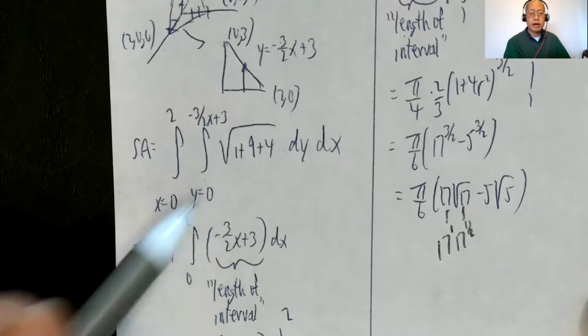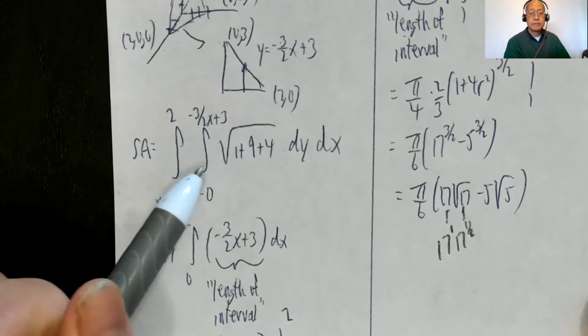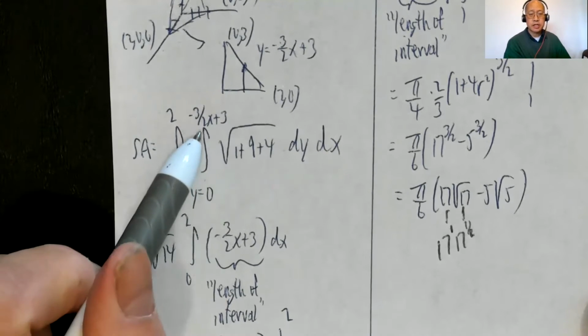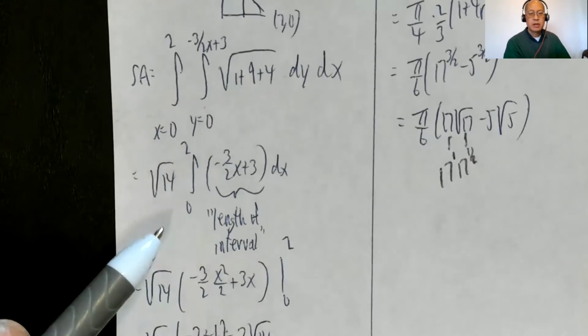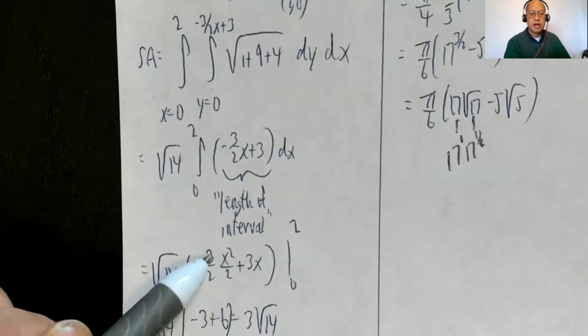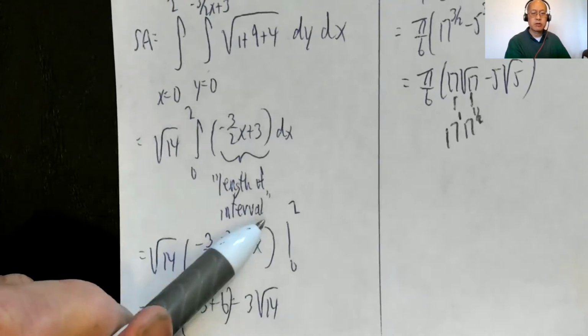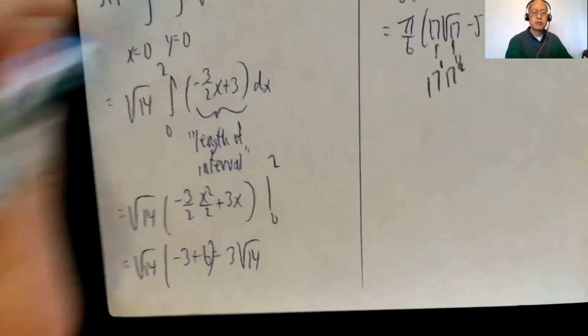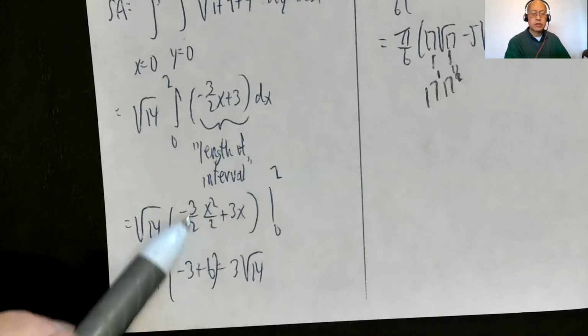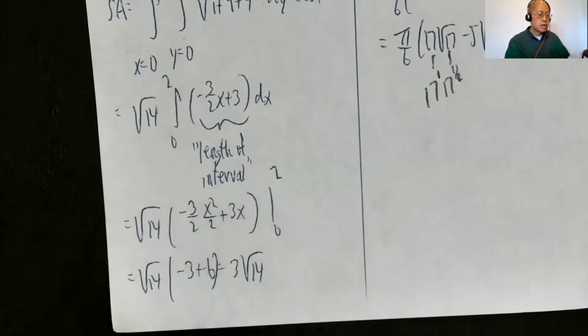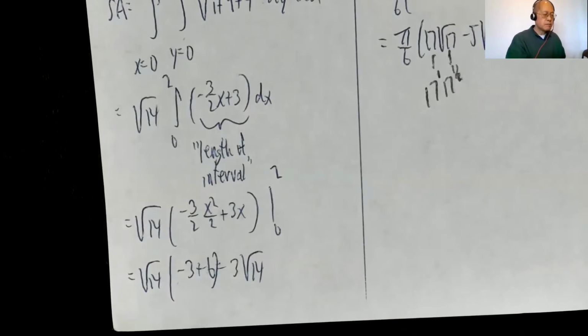Okay, so that's radical 14. This is constant, so it's just the length of the interval, which is -3/2 x plus 3. Okay, so that comes out to be -3/2 x squared over 2 plus 3x from 0 to 2. Plug in 0, you get 0. Plug in 2, you get, let's see, 4 cancels out 4, so -3 plus 6, 3 radical 14.